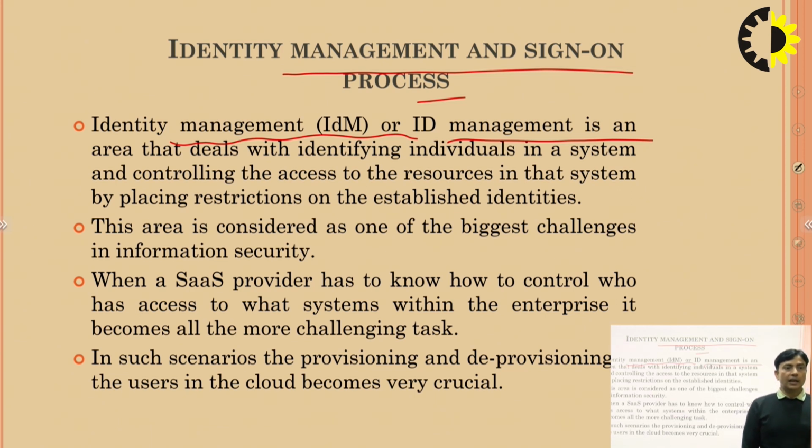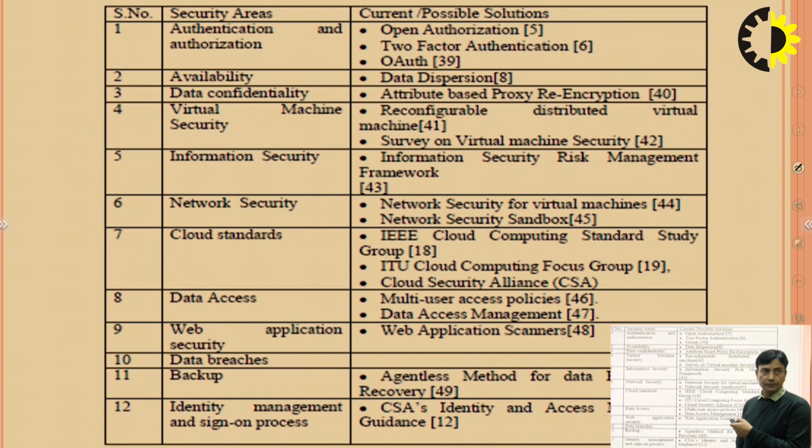This area is considered one of the biggest challenges in information security. When a SaaS provider has to control who has access to what system within an enterprise, it becomes all the more challenging a task. In such a scenario, the provisioning and deprovisioning of users in the cloud becomes very crucial. So there should be proper identity management protocols and systems that can ensure access control of the different cloud services and the cloud system.